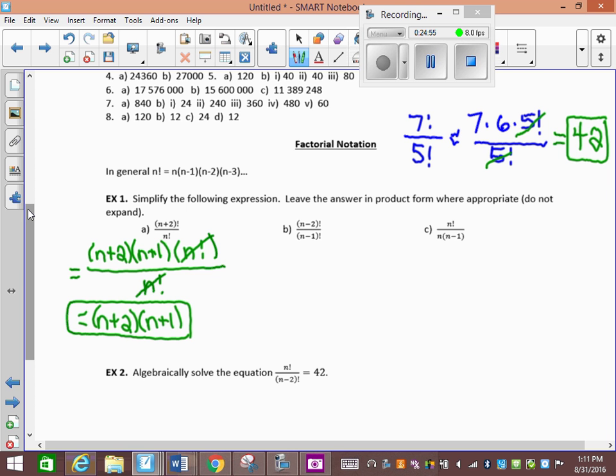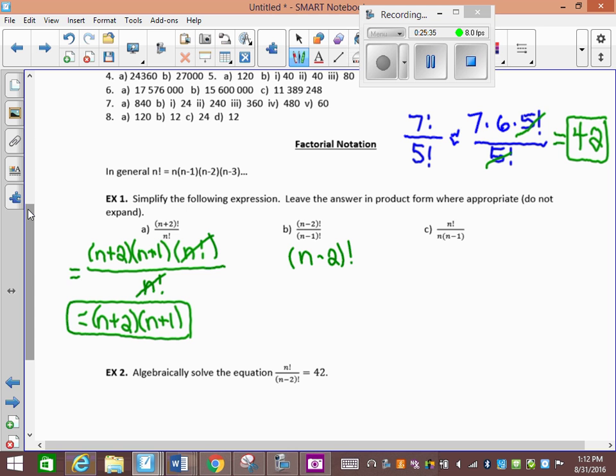So the next one, n minus 2 factorial over n minus 1 factorial. Which one's bigger? If I take n minus 2 and subtract 1 from it, it's n minus 3, n minus 4, n minus 5, correct? If I take n minus 1 and subtract 1 from it, what is it? N minus 2. So which one's bigger? N minus 1 or n minus 2? N minus 1, because when I expand it, it contains n minus 2. So I'm going to leave the n minus 2 the way it is.